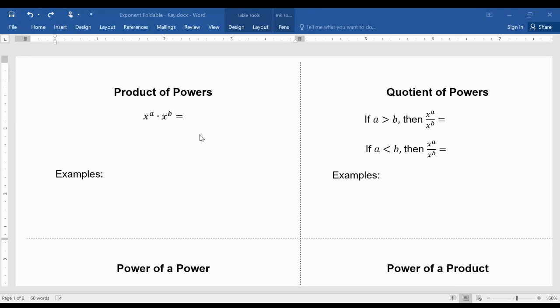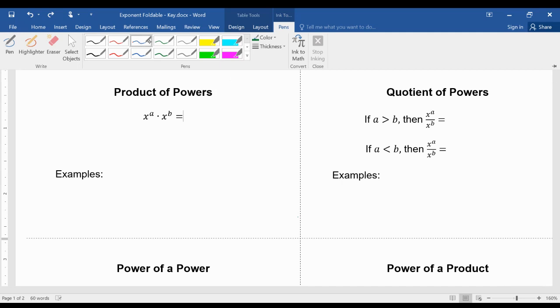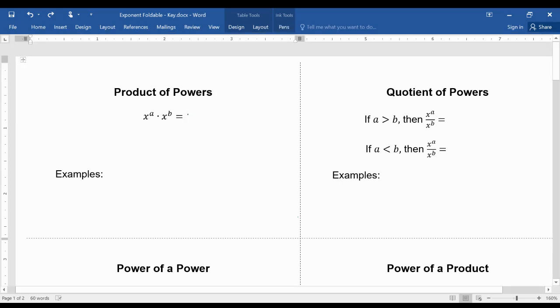We're going to fill out the top two properties for our exponent foldable. First property that we learned was product of powers, which stated that x to the a times x to the b equals x to the a plus b. Then when we're multiplying with the same base, we add the exponents.